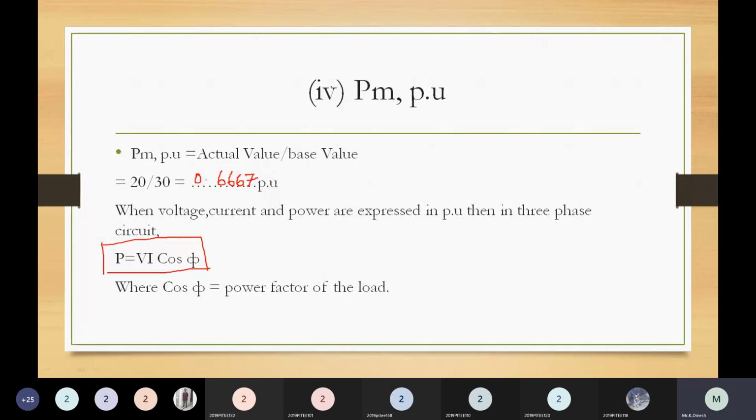And the fourth one is we need to find out the power PM. In per unit, it is actual value by base value. Actual is 20 as given, that is 20 kilowatts, and base is 30 MVA. So 20 by 30 is 0.667. In our basic or conventional circuit analysis, we have voltage, current and power expressed in per unit. Mathematically, P equals VI cos phi, where cos phi is nothing but the power factor of the load.